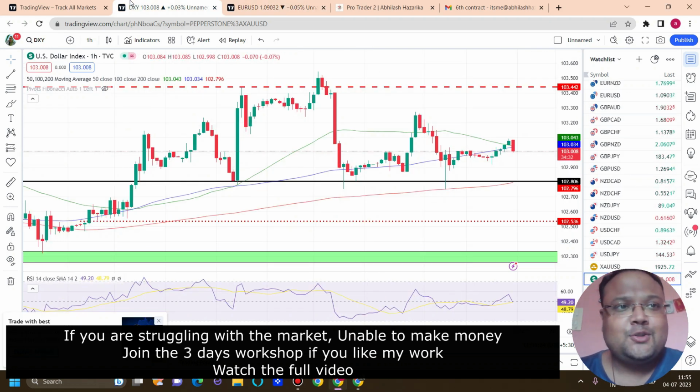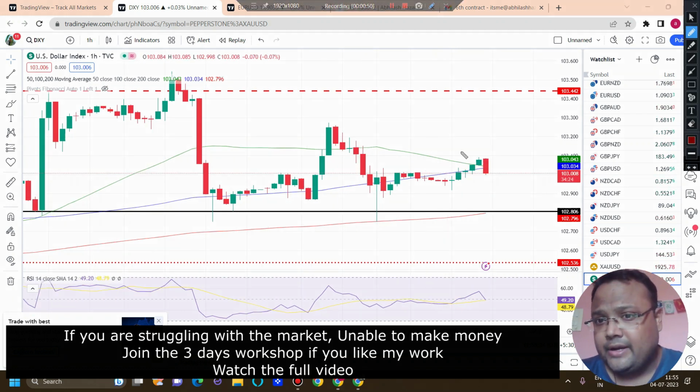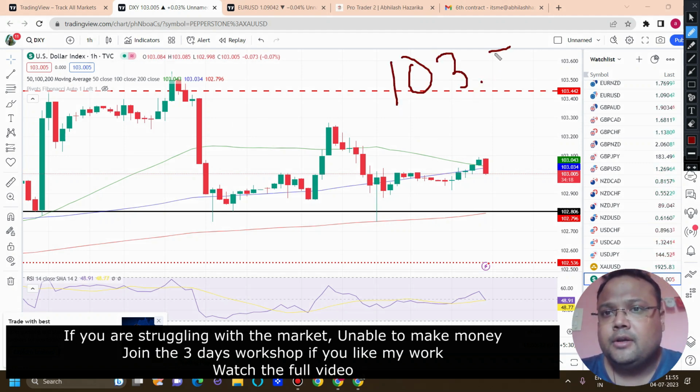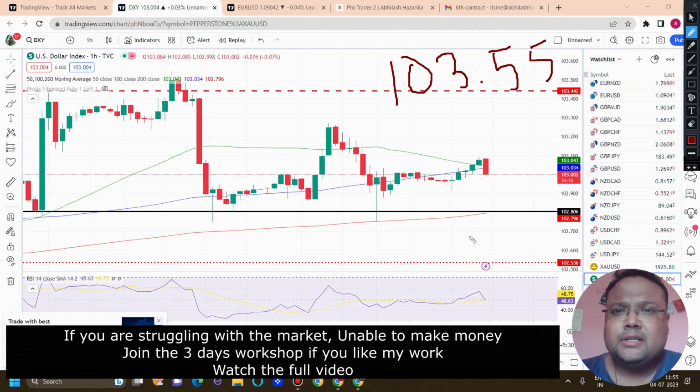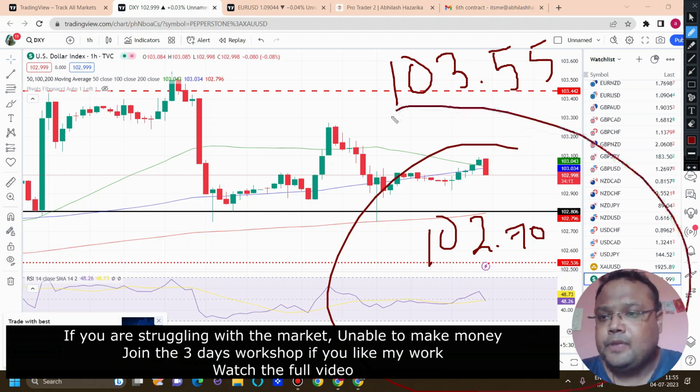First of all, let's look at the chart of the dollar index, DXY. As we can see, the market is struggling and is not very liquid right now, so more or less we can expect that DXY will stay within the range of 103.55 to 102.70. This is the range of DXY right now, and we can expect the market to stay inside this range only.